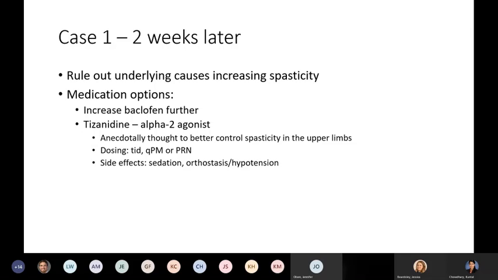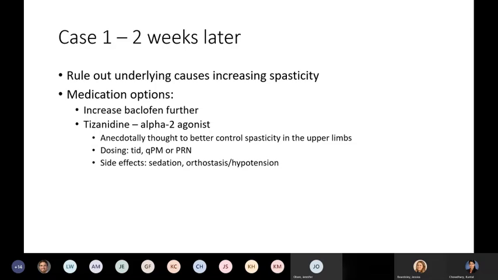That's also not to say that it doesn't work in the lower body, and it's also a useful adjuvant or additional therapy, or even solo therapy, depending on someone's baclofen tolerance, for lower extremity spasticity as well. But it's something we definitely think about when someone's having upper limb involvement.